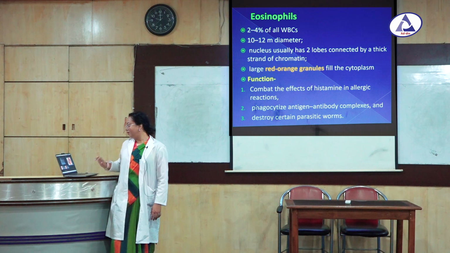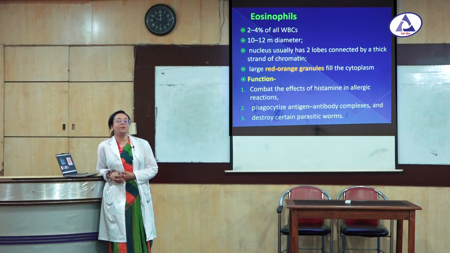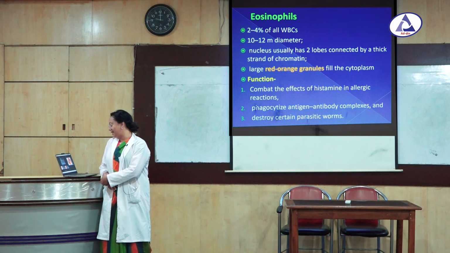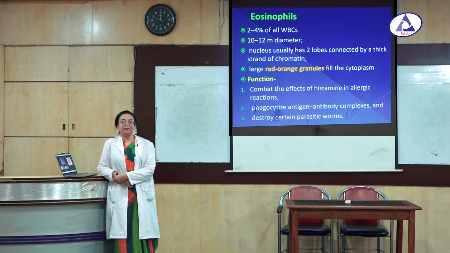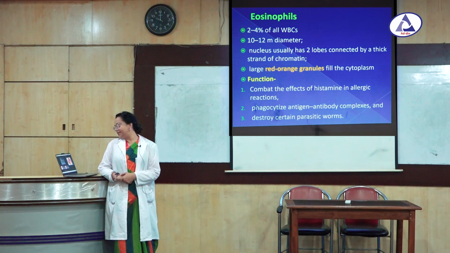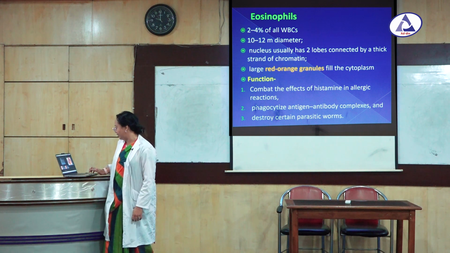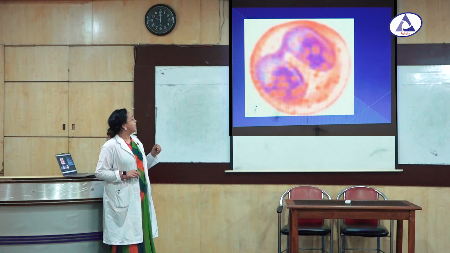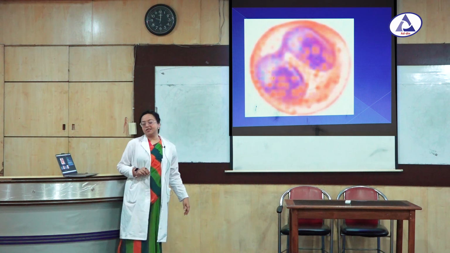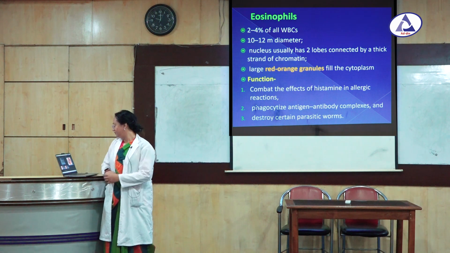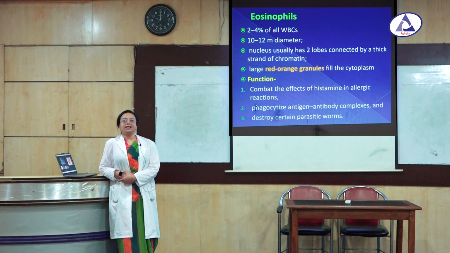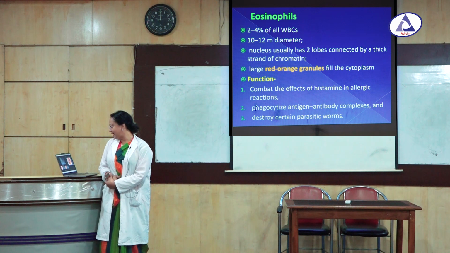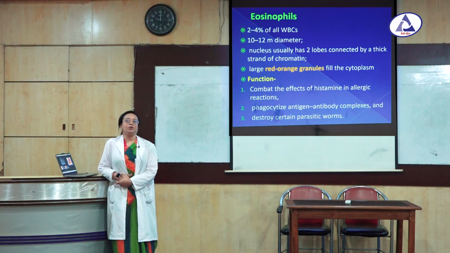Then we move on to eosinophil. Eosinophils are 2 to 4% of the WBCs. They are also 10 to 12 micrometer in diameter, and the nucleus has 2 lobes connected by chromatin, with large orange granules. See in the picture, their nucleus has 2 lobes and they have orange granules. Now their function: they combat the effect of histamine, phagocytose antigen-antibody complex and destroy certain parasitic worms.